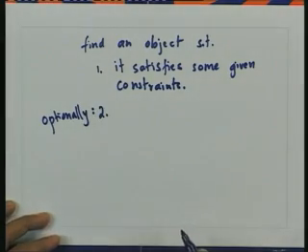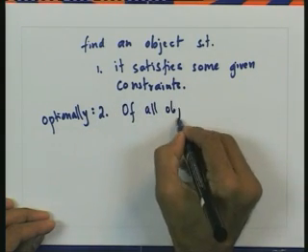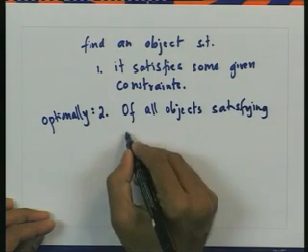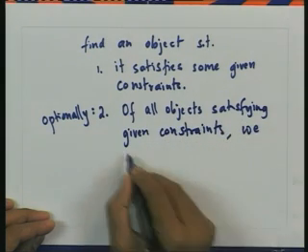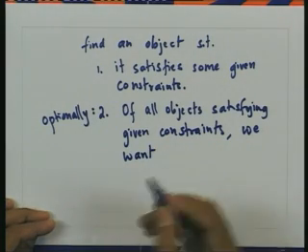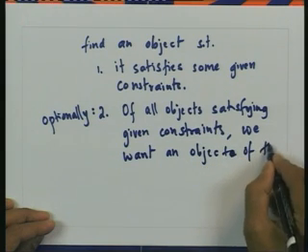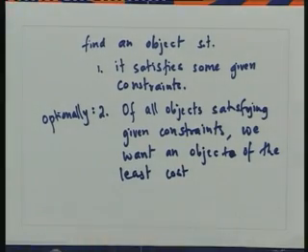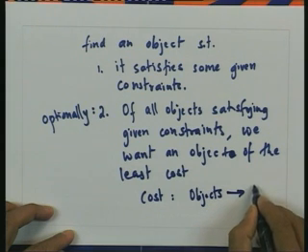Furthermore, optionally, there might be a second requirement that of all objects satisfying those constraints, we want an object, say, of the least cost, where the cost is a function defined on the objects, a function from the space of objects to, say, real numbers.